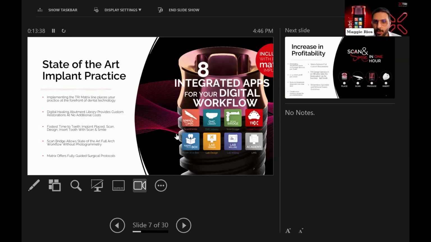We have the Scan Bridge as the next app, the guided surgery, tooth in a box, which I'll be talking about. Design for the lab design, the lab milling, in case you have any in-house technicians who design for you, or if you have a milling center in your office, we can definitely help you to get running your lab inside. And of course, we have our Academy, which is another one of our apps that we're offering on our digital platform.